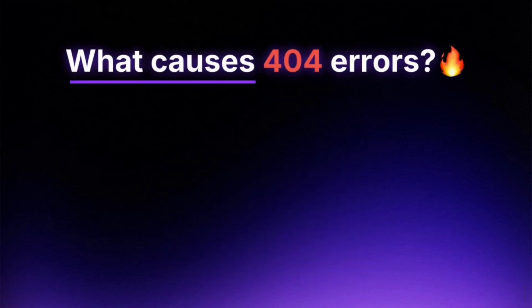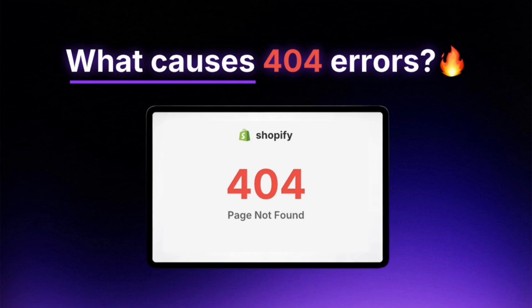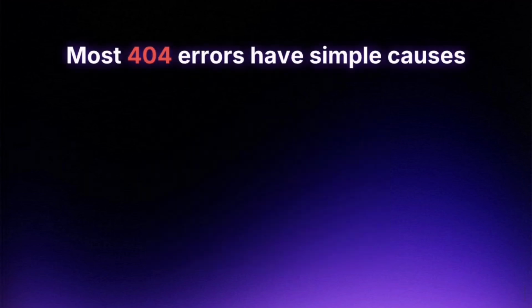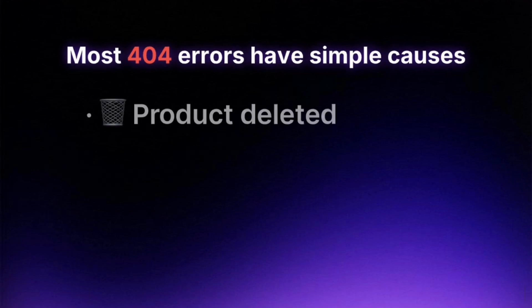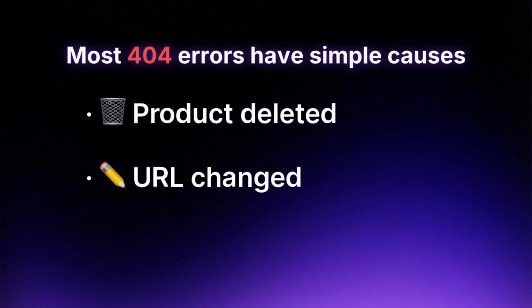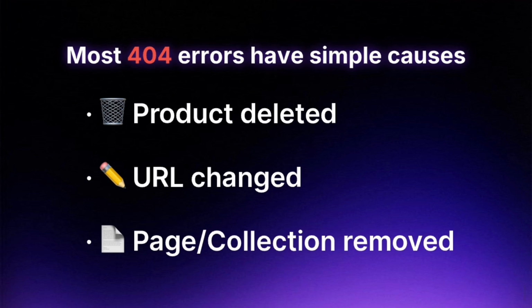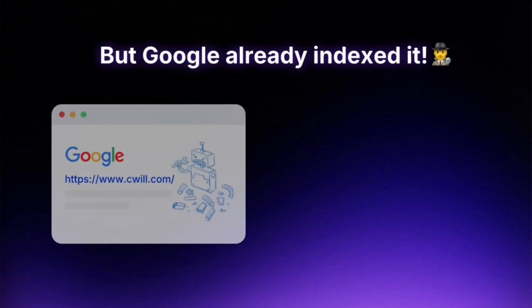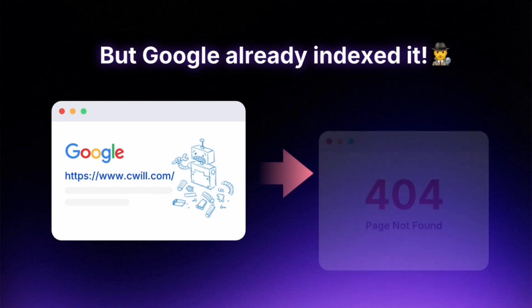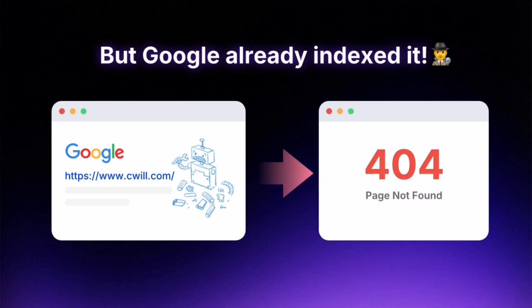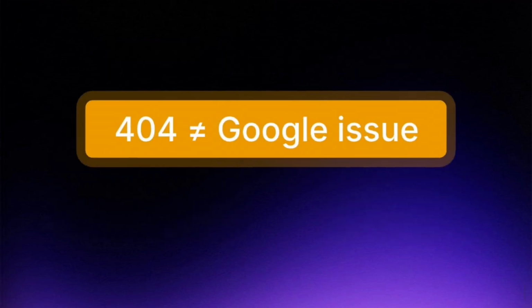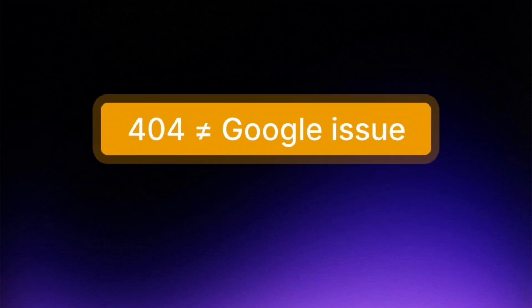So what actually causes this? In Shopify, 404 errors usually happen for a few simple reasons. A product was deleted, a product URL was changed, a page or collection was removed. But Google has already indexed the old link. So when Google crawls it again, Shopify responds, "This page no longer exists," and that's when you get a 404 error. It's not a Google issue, but a missing page issue.